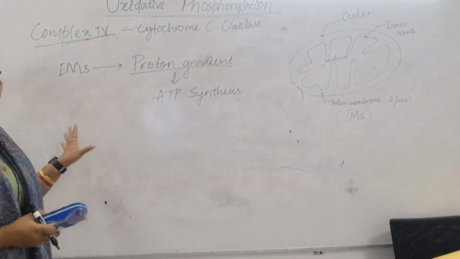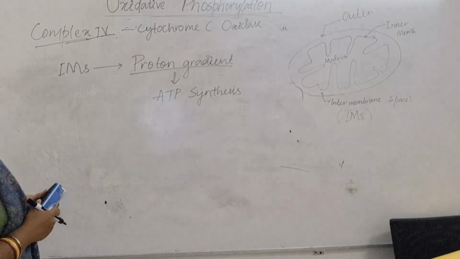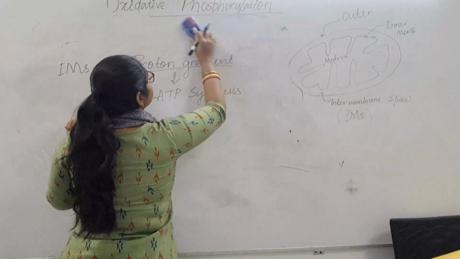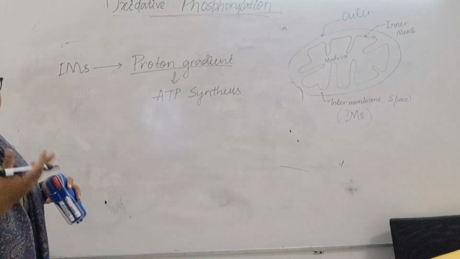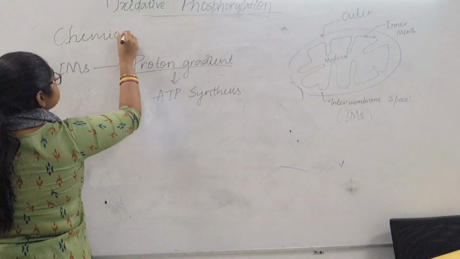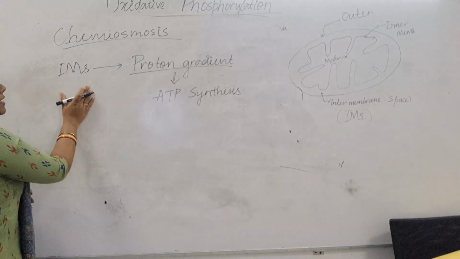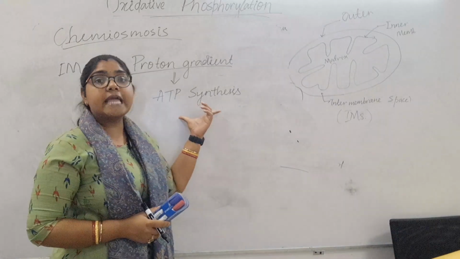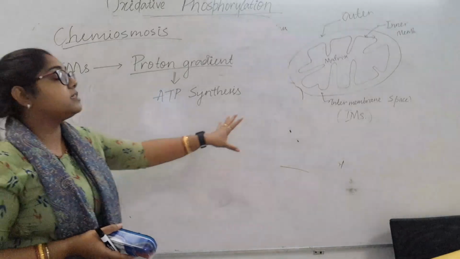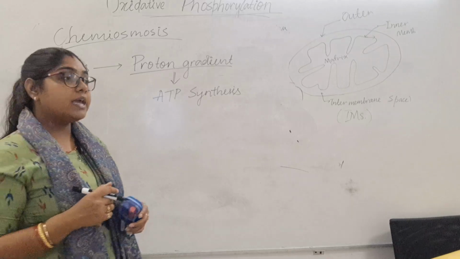At this point, at complex 4, the electron transport chain is finished. Now the chemiosmosis will start. The first part of oxidative phosphorylation is finished. In chemiosmosis, the proton gradient which is present in the intermembrane space will synthesize the ATP. And there is a complex, again present in the inner membrane, that will help in the conversion.